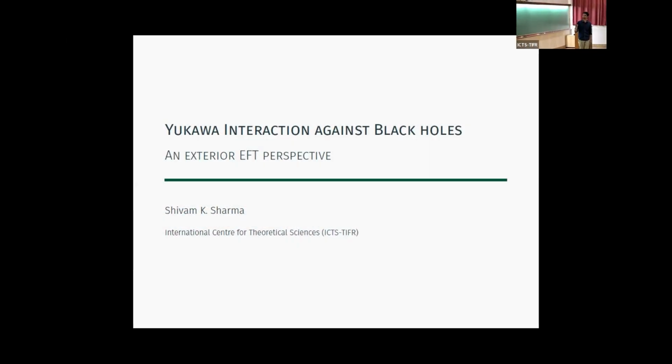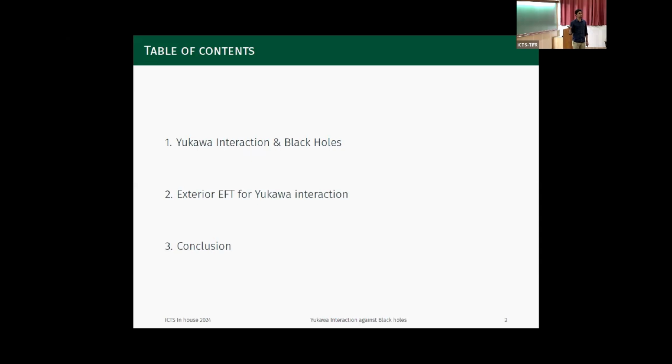So the title of which is Yukawa interaction against black hole backgrounds, and from an exterior EFT, or effective field theory, perspective. As you can see, the outline is just about the title. First I'm going to talk about Yukawa interactions and black holes, just to set up a few notations and the background details. Then I'm going to go directly into what I mean by exterior effective field theory in the special case of Yukawa interaction, and then I will conclude with some remarks.